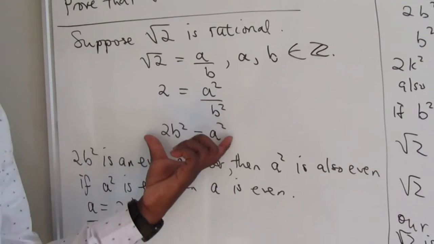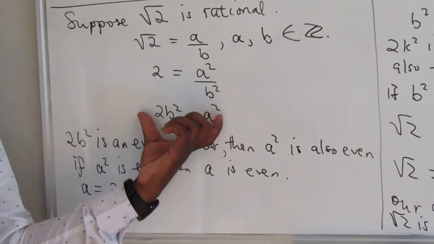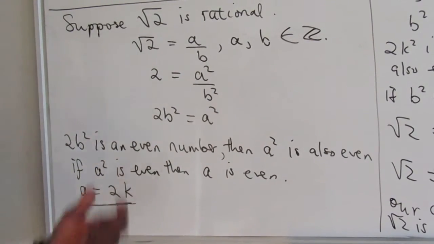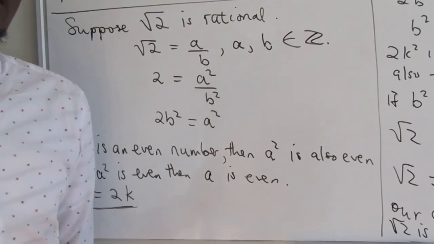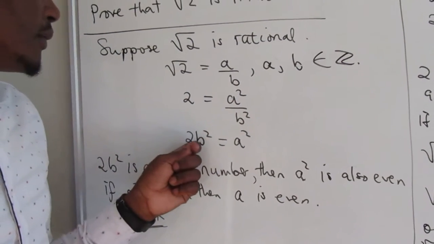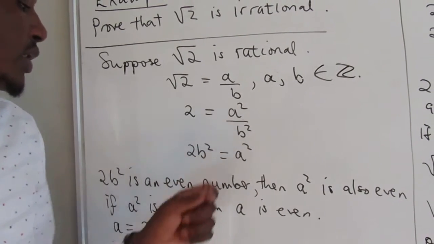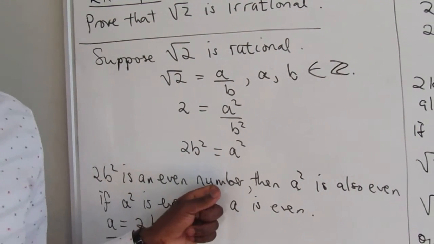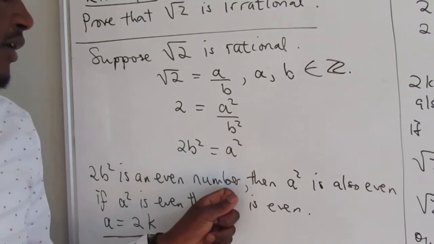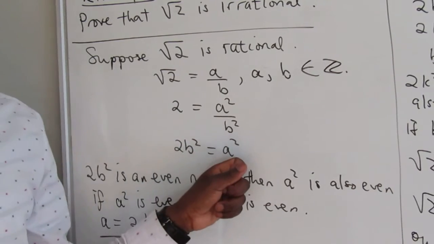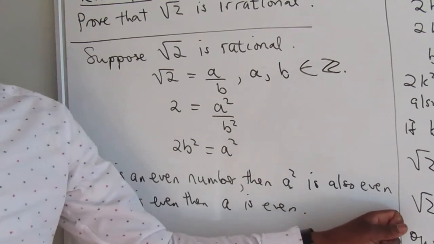Right, and this result, at this point now, let us analyze this in detail. 2b squared is equivalent to a squared. If you multiply a number by 2, you can get an even number. So 2b squared is an even number. So if 2b squared is an even number, yet we are saying this is the same as this, this also means that a squared is also even.